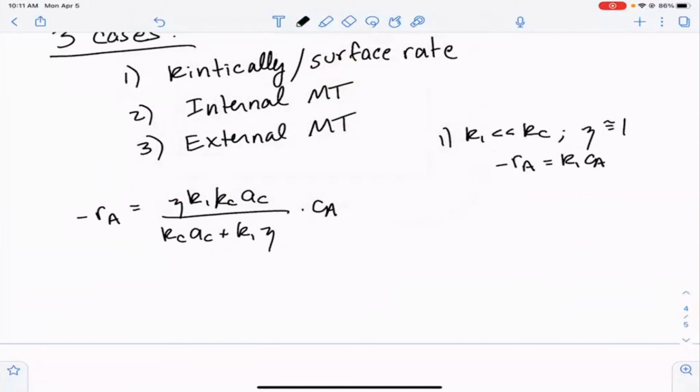Okay, so now let's look at case 2, when we are internal mass transport limited. Well, or sorry, external mass transport.